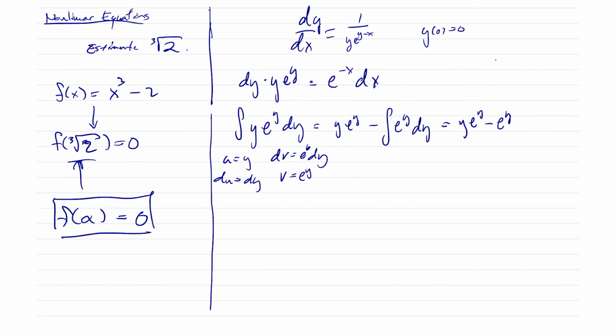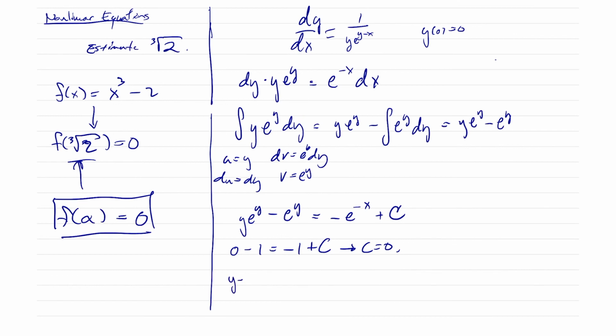On the other hand, we would have something on the other side. We'd end up just integrating e to the minus x, and so ultimately what this gives us is y times e to the y minus e to the y is equal to minus e to the minus x plus some constant. If we want to figure out what the constant is, we just plug in 0 for x and y, and we end up getting 0 minus 1 is equal to minus 1 plus c, which tells us that c is equal to 0. Okay, so now we're left with this.